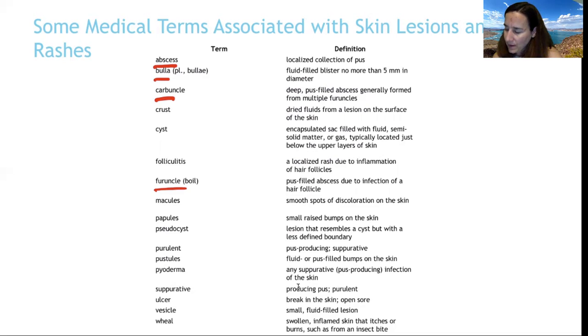But anyway, they're not always pus-filled. If you see pus, you're going to say purulent. Purulent is something that produces pus. If it's a pus-producing infection, it's pyoderma.